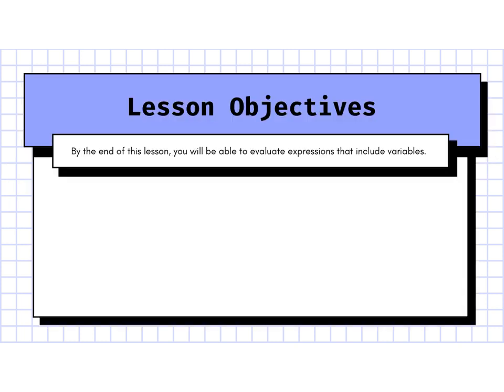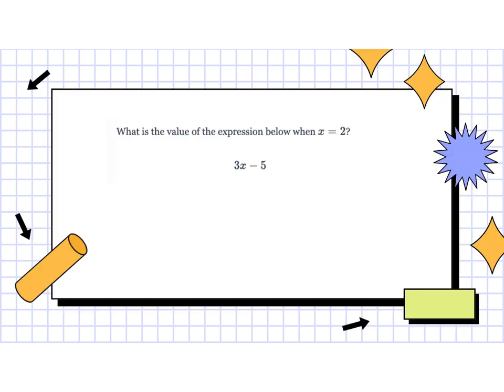By the end of this lesson, you should be able to evaluate expressions that include variables. So we'll look at 3 examples today that will help you do your work. So what is the value of the expression when x equals 2? Notice this has no equal sign, but it tells you x equals 2.